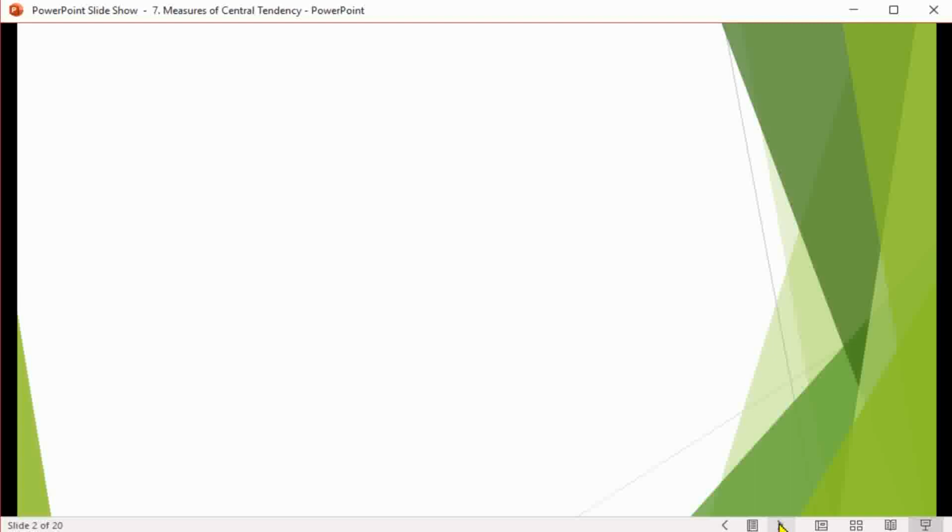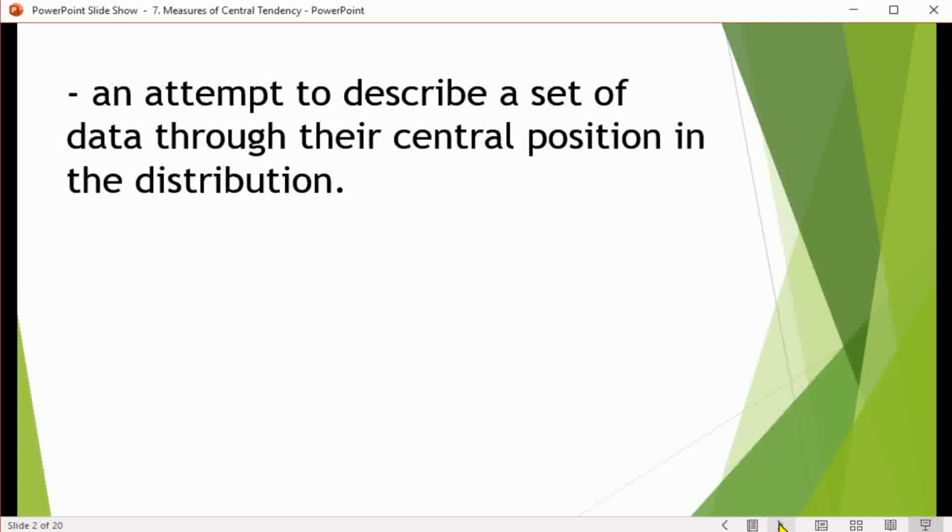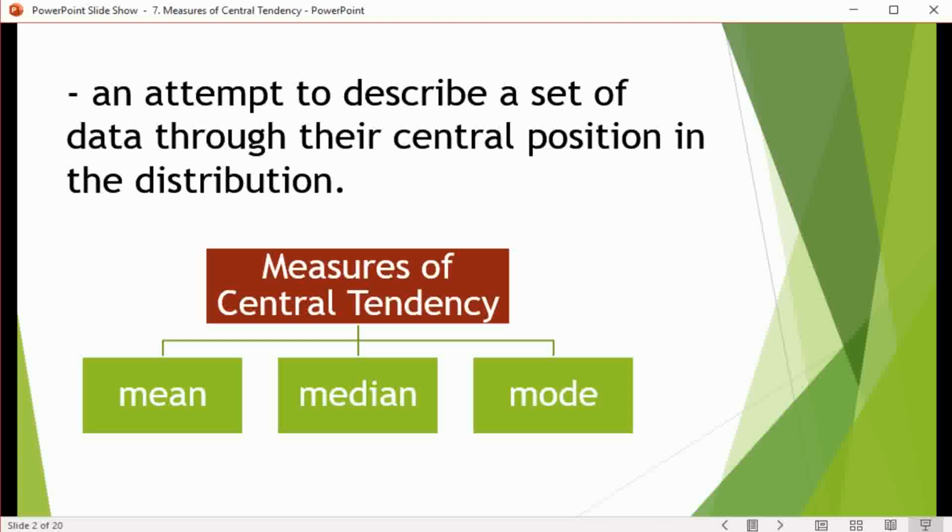So what are measures of central tendency? This is a measurement where we try to describe a set of data through their central position in the distribution. Meaning, we try to make interpretations of the middlemost values in the data sets. How are these values gathered to the center of the distribution? And these measurements are what we call the mean, median, and mode.